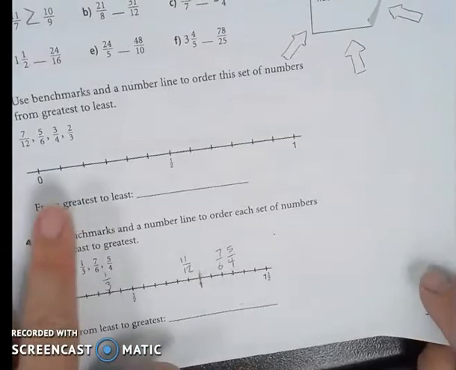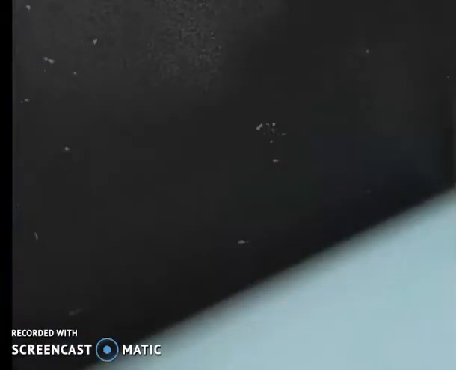So you're going to do the same thing with question 3. Oh, and you're going to do it with 4b on the back.